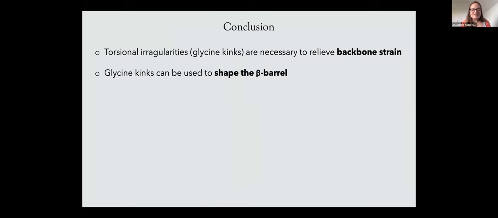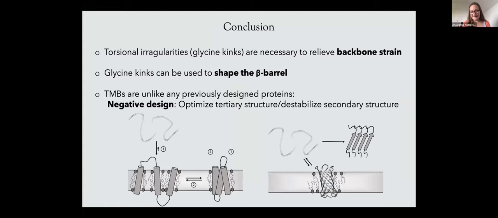So to conclude, we showed that torsional irregularities, in particular glycine kinks, are necessary to relieve the strain in the backbone of beta barrels, and that they can be used to shape the beta barrel, and that TMBs are unlike previously designed proteins because they require negative design to destabilize local secondary structure.